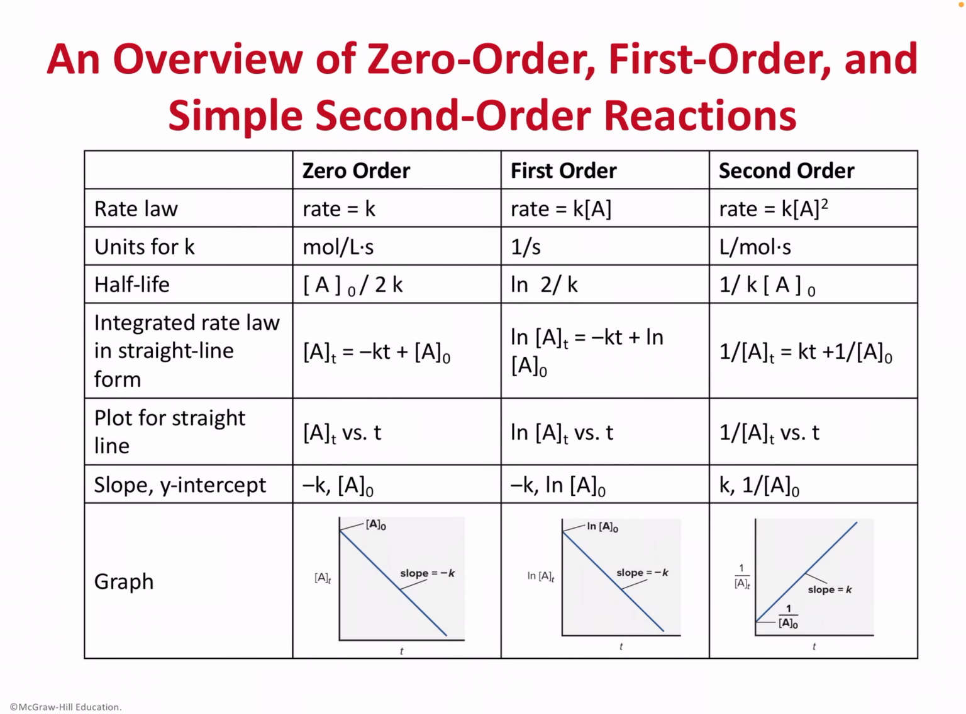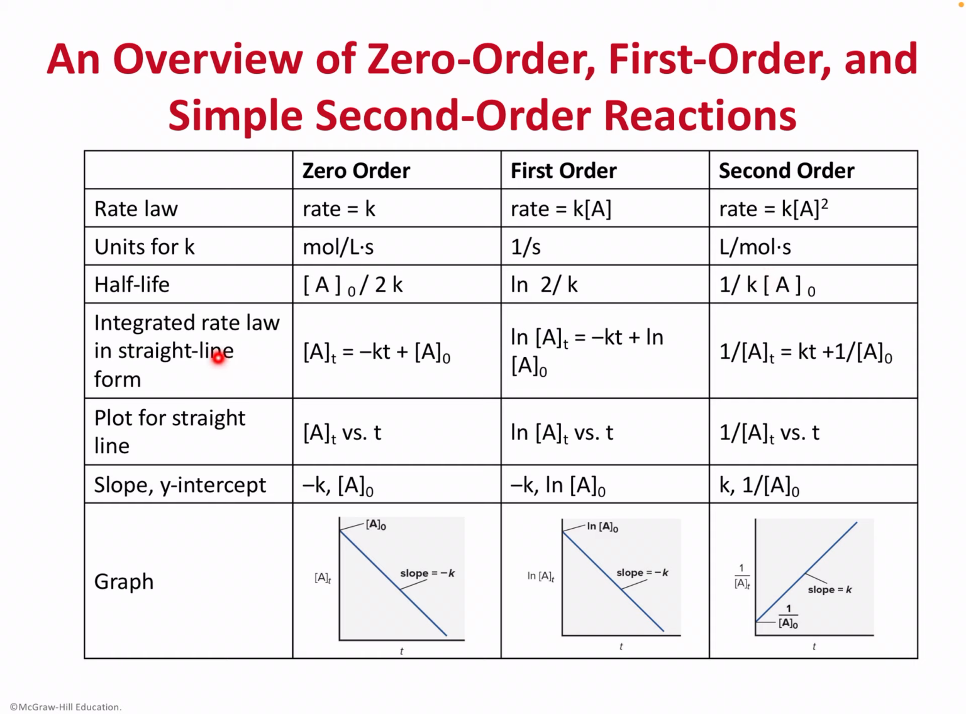And this is an overview of zero order, first order and simple second order reactions. For a zero order reaction, the rate law is rate equals just k, because if it is zero order, you don't have a concentration term. First order rate is k[A], second order is k[A] raised to the power 2. And these are the units for k. And then the half-life expression: zero order A naught over 2k, first order ln 2 over k, second order 1 over k A naught.